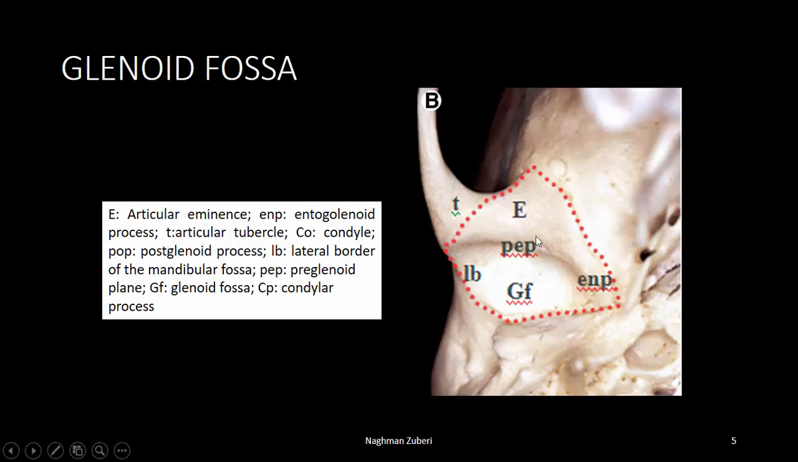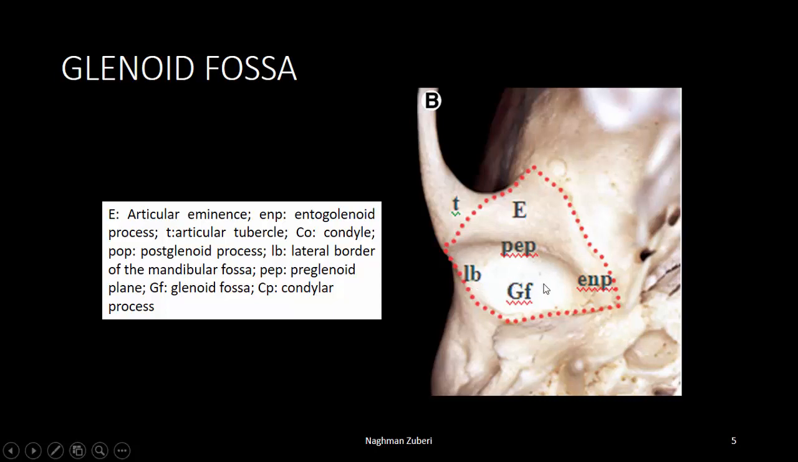This is the temporal bone's petrous part. The glenoid fossa is the part of the petrous portion or petrous component of the temporal bone. Here we can see the zygomatic process, the articular tubercle to which the lateral ligament or temporomandibular ligament is attached. This is the preglenoid eminence. This is the glenoid fossa, and this is its lateral border.